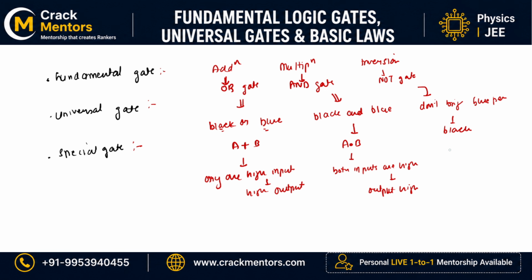And why am I saying that the inversion gate is known as NOT gate? Because A NOT is equal to the opposite of what it is being given. If a high input is there, it will turn the high input into low output, and if I am having a low input, that will turn into a high output.